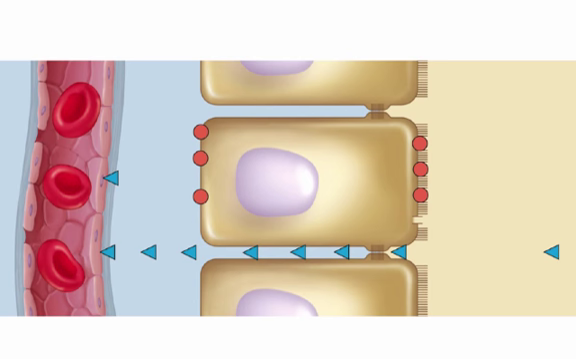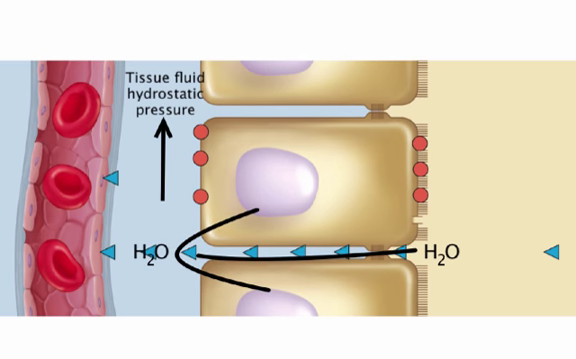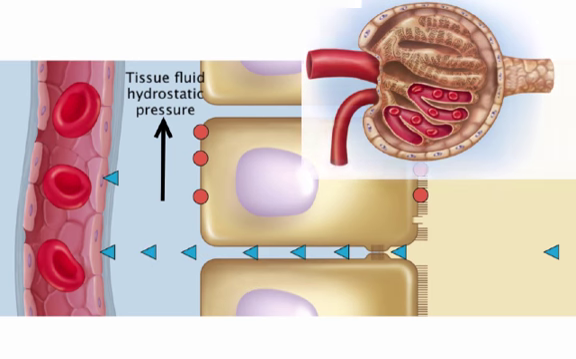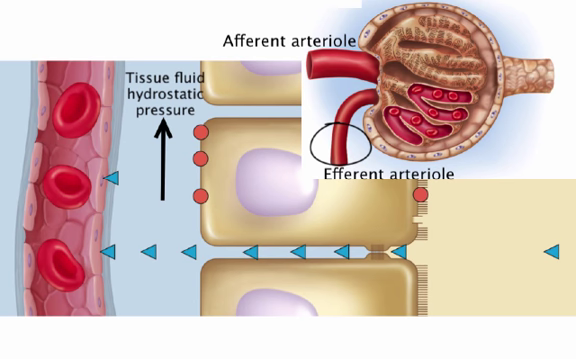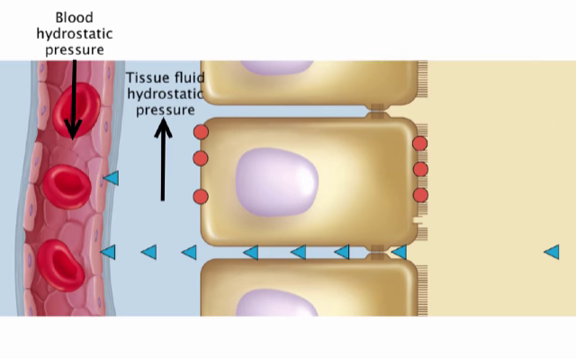Three properties promote the movement of water from the tissue fluid into the peritubular capillary. The first is the tissue fluid hydrostatic pressure, which is high because of all of the water leaving the tubular epithelial cells. Second is the narrow efferent arteriole of the glomerulus. This lowers the blood hydrostatic pressure in the peritubular capillary. And finally, since proteins do not leave the blood in the glomerulus, but water does, the blood colloid osmotic pressure is elevated in the peritubular capillary.